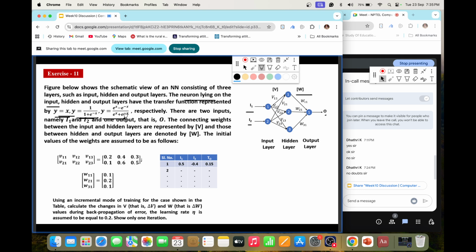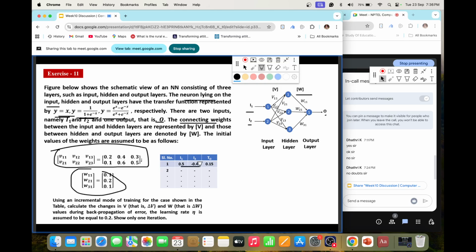Okay, so there are two inputs I1 and I2 and one output O. The connecting weights I have already told you. These are all your weights, given in the form of matrices. The weights from input to hidden layer are given by this V matrix, and this W matrix holds the weights from the hidden layer to your output layer.